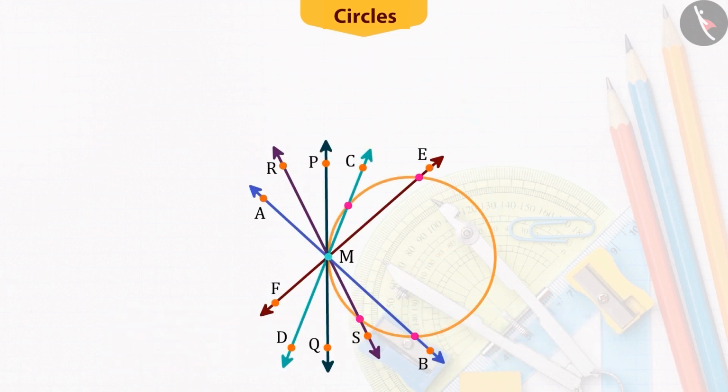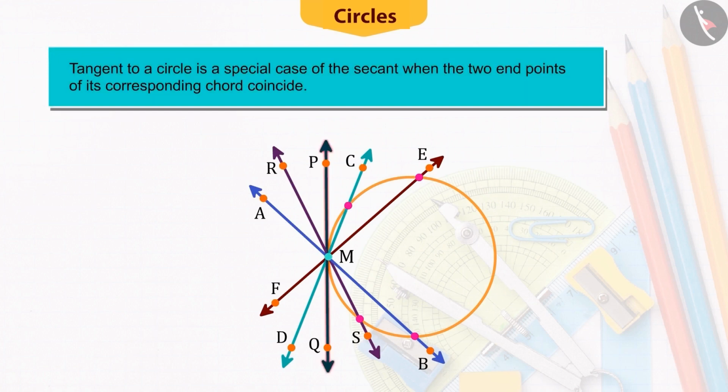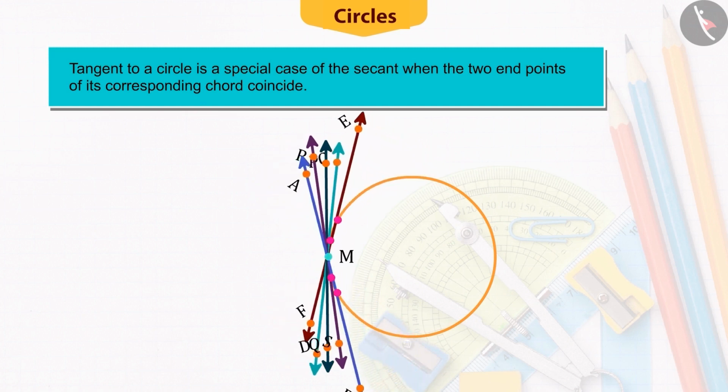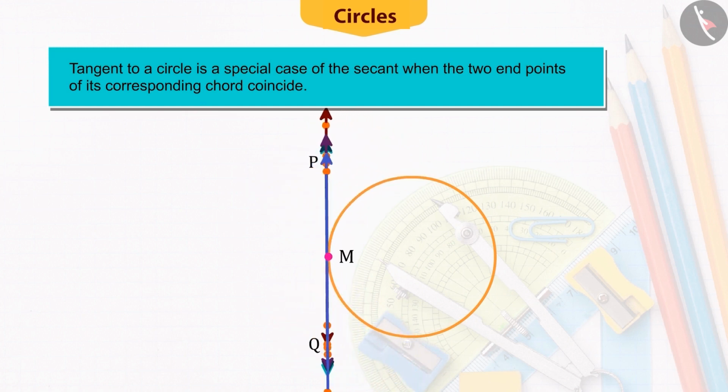In our previous video, we learned that the tangent to a circle is a special case of the secant where the two endpoints of its corresponding chord coincide. Let us look at this activity to understand this better.